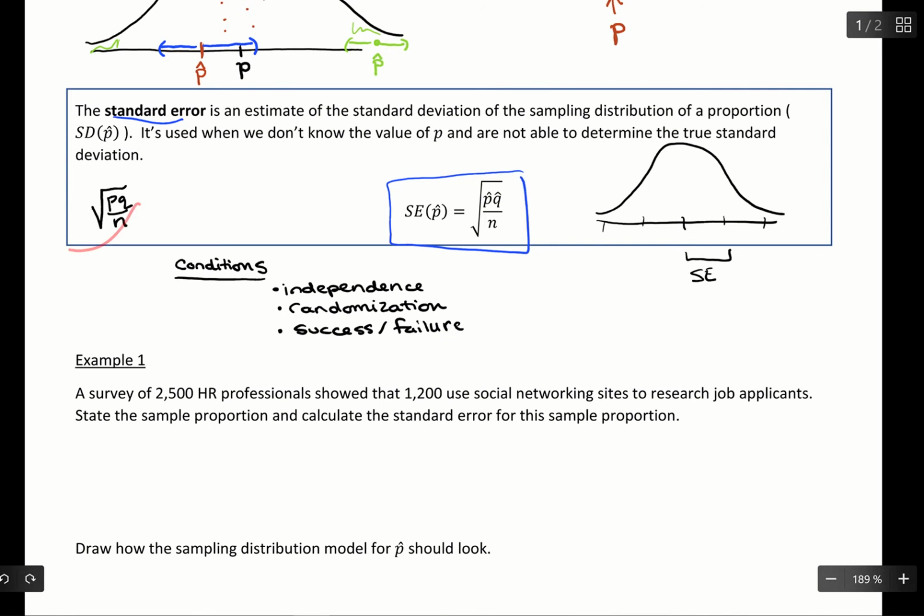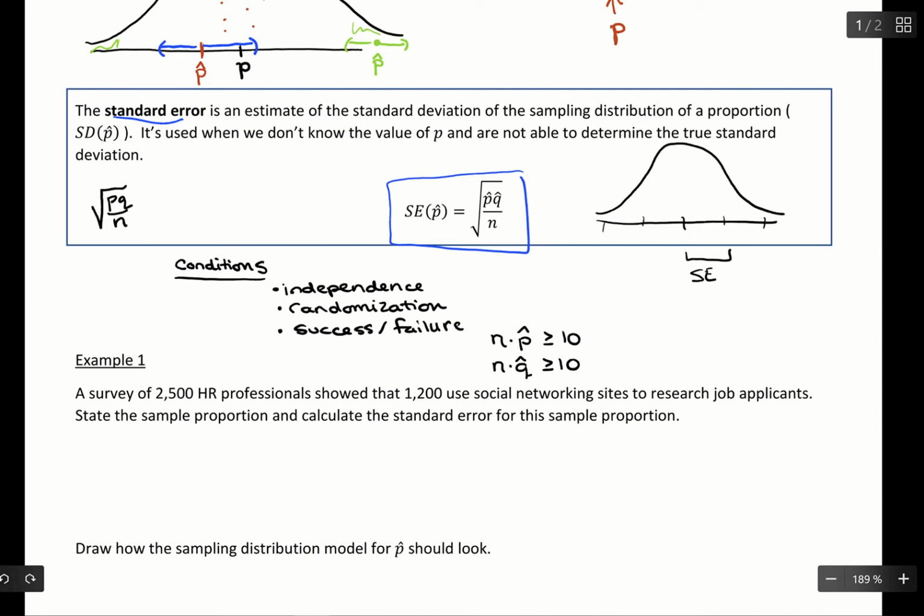Again, we had that population data. We knew what P and Q were. But now, all we have is sample data. So we're going to use P hat as our best estimate for P. So what we do is take N times P hat, N times Q hat, and both of those should be more than or equal to 10.